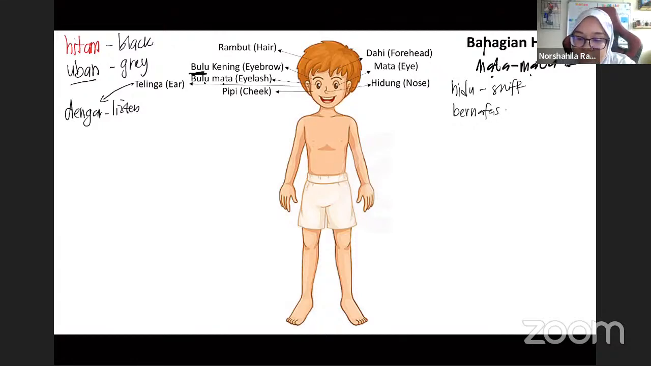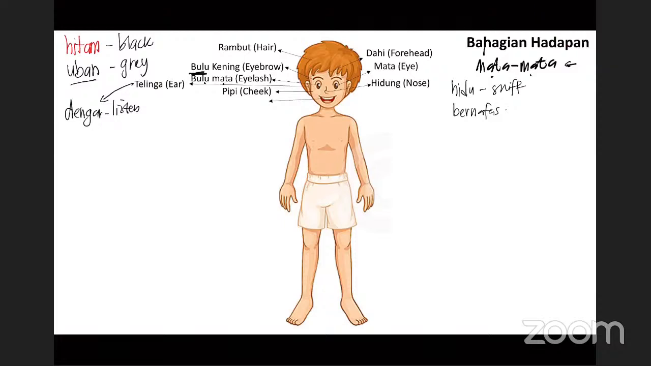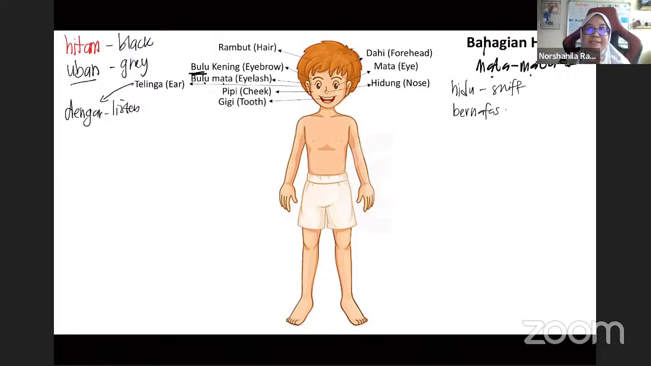Then what do we have here? We have the white thing here. The teeth or tooth in English. In Bahasa Melayu we call it gigi. In English tooth is one, teeth is plural, right? So in Bahasa Melayu everything is gigi. If you want to mention only one, we say one gigi, two gigi, three gigi.